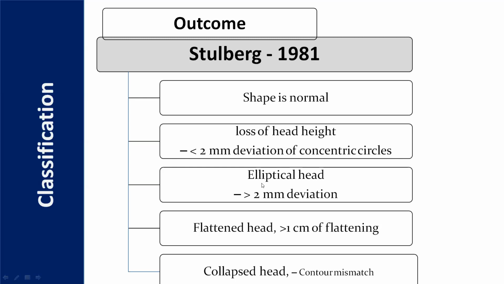And then there's the elliptical head. There's more than 2 millimeters deviation of parts of the femoral head. And there's the fourth grade, which is flattened head. There's more than 1 centimeter of flattening. And last is the collapsed head. There's just a contour mismatch. Parts of the femoral head, it's not spherical anymore, so it doesn't go along with the concentric circles of Mose. So for example, I'll draw it. The femoral head is like this, and then it's just straight. It doesn't follow the sphere.